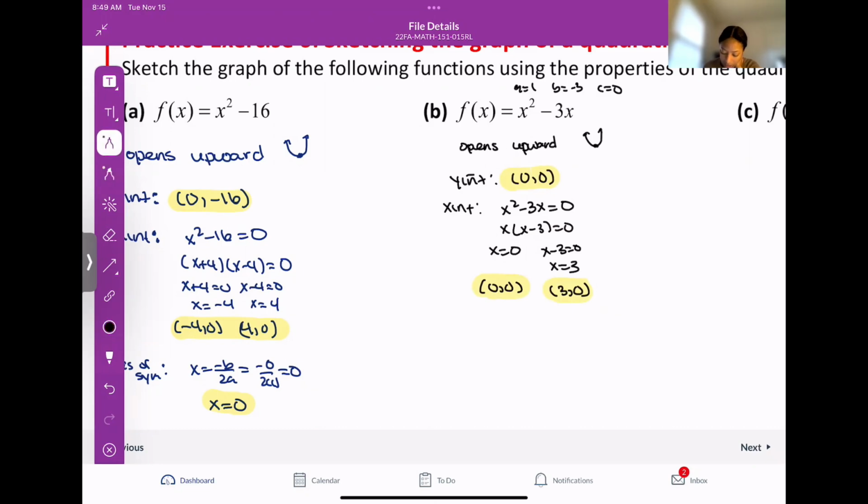Then axis of symmetry. That would be x equals -b over 2a. So x equals -(-3) over 2 times 1. That's 3 over 2, or if you want to write it as 1.5, you can write it as 1.5 as well. X equals 3 over 2 is our axis of symmetry.